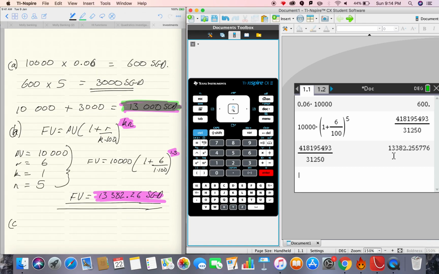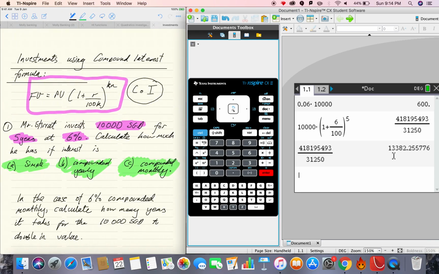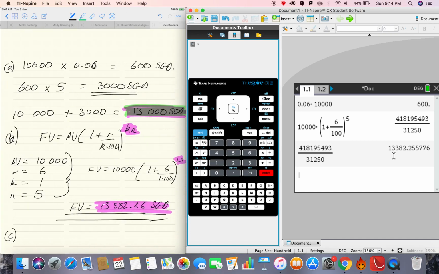And here's C, and for C, I'm actually just going to write the numbers straight into the formula. It's compounded monthly. So I'm going to just put straight down: final value is the initial value. Again, you can write everything out and take your time with it, no problem. 1 plus R is still 6. K is monthly, so that's 12 months in a year, 100. And then 12 times 5. So if you think about it, that top number there is going to be 60, isn't it? 12 times 5 is 60. You're going to get 60 interest payments over the course of 5 years.